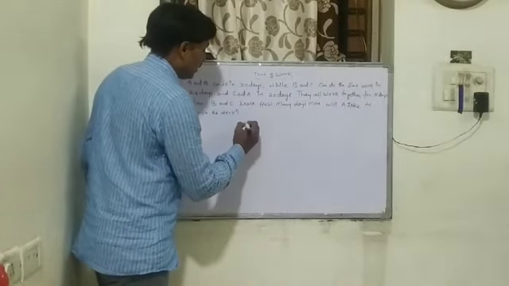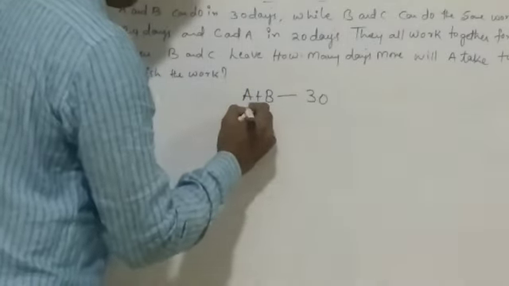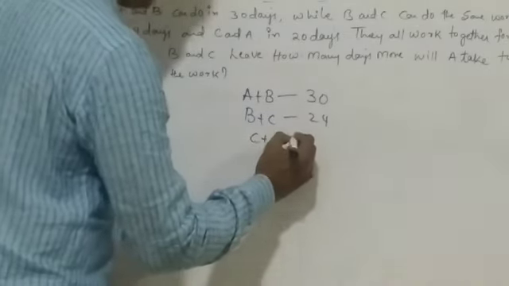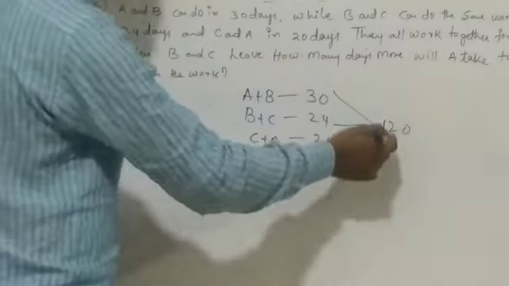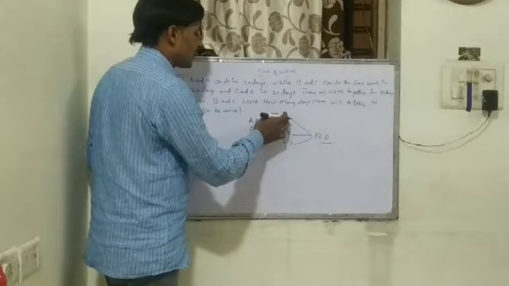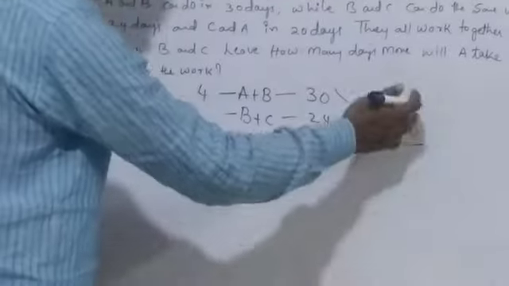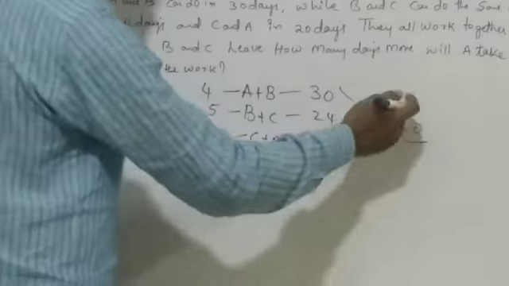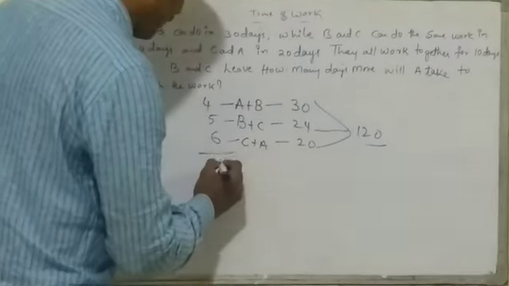We have the information that A plus B can do the work in 30 days, B plus C in 24 days, C plus A in 20 days. So the LCM is 120. So 120 is the work units. A plus B doing 120 units in 30 days means per day they produce 4 units. Similarly, B plus C do 120 units in 24 days, so they produce 5 units per day. C plus A do 120 units in 20 days, producing 6 units per day. So in total they are producing 15 units.